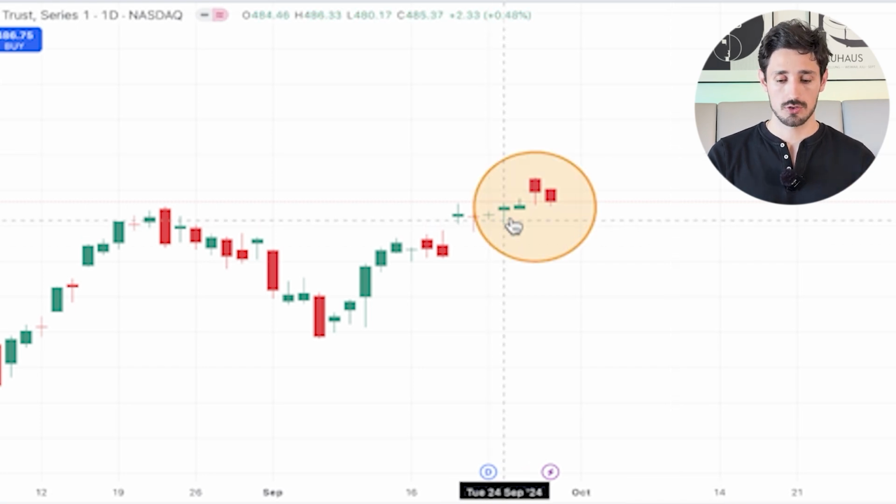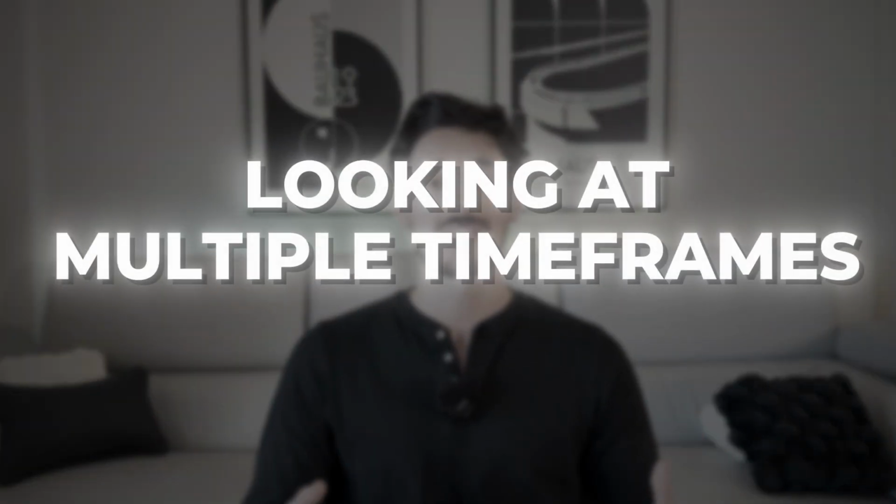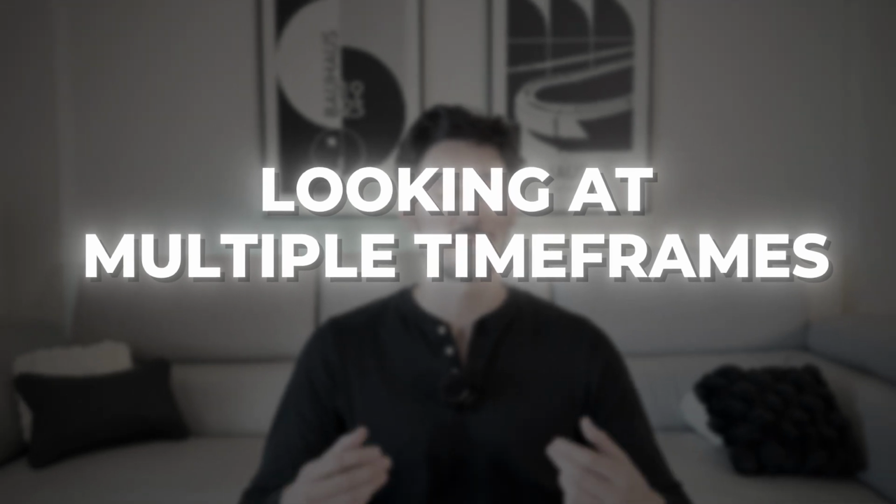So this 1, 2, 3, 4, 5 candlesticks represents that 1 weekly candlestick that we just circled. Hopefully by this point, you have a really strong understanding of not only candlesticks, but how they correlate with timeframes and the importance of looking at multiple timeframes to get a very deep perspective and understanding on what's going on with price action and ultimately market structure.